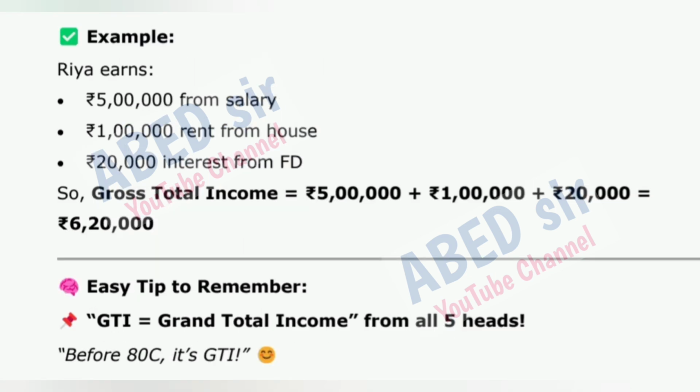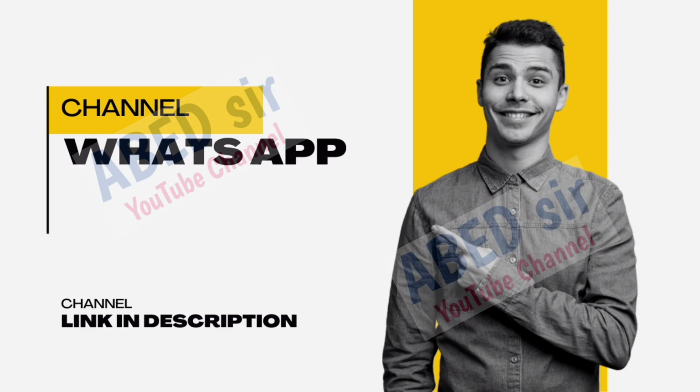Example: Riya earns 5 lakh rupees from salary, 1 lakh rupees rent from house, 20,000 rupees interest from FD. So, gross total income is equal to 5 lakh plus 1 lakh plus 20,000, which is equal to 6 lakh 20,000 rupees. Easy tip to remember: GTI is equal to grand total income from all 5 heads. Before 80C it's GTI.